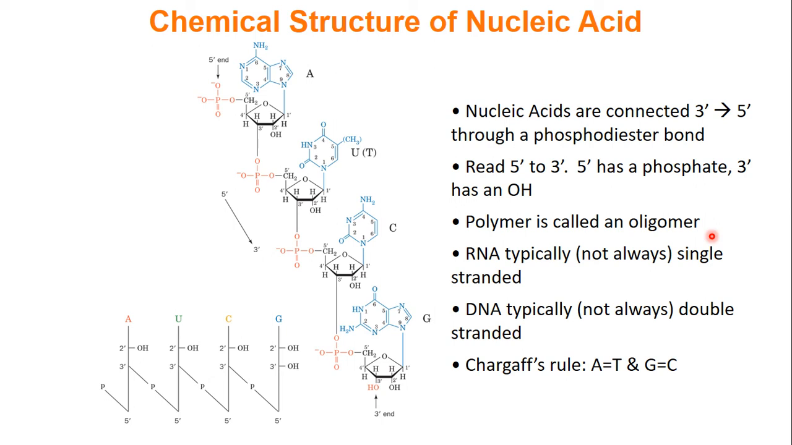And speaking of DNA, DNA follows Chargaff's rule, saying that in a DNA double strand, the amount of A's will equal the T's, and the amount of G's will equal the C's. This is not true of RNA because it's usually single-stranded, but it is true of DNA, and that's called Chargaff's rule.